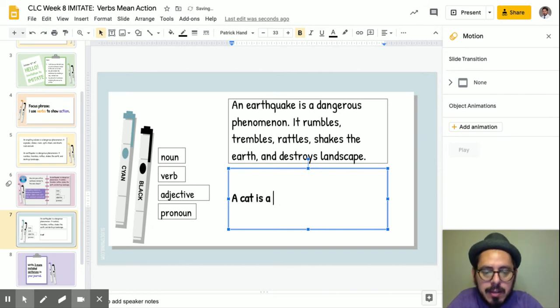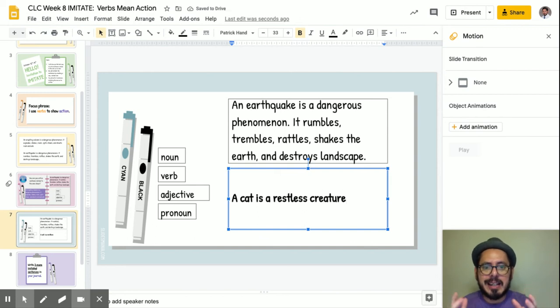is a... well, cats are not dangerous, so I need to change that adjective. I'm going to write restless. And we talked about how less means not or without rest. So they are all over the place. Mine right now is slipping a little bit. So a cat is restless. What type of animal is the cat? I'm just going to write creature. It's like a classification of this noun. A cat is a restless creature.